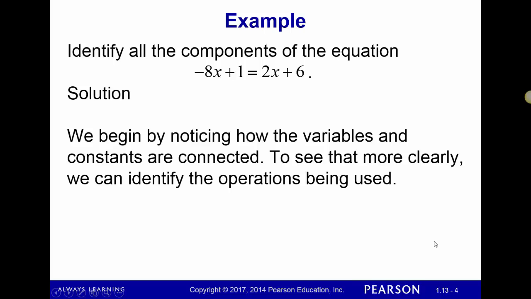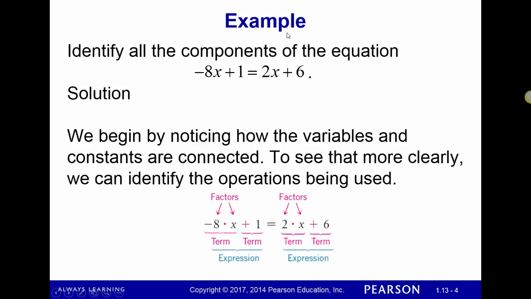So we notice how the variables and constants are connected. We can identify the operations being used. So if you notice here, here's a term, and we have a negative 8 and an x, which forms that term, plus 1, which is another term, 2x is another term, and 6 is another term. And again, the factors here would be negative 8 and x, 2 and x.